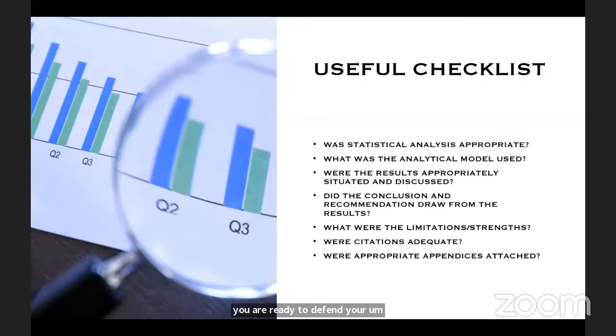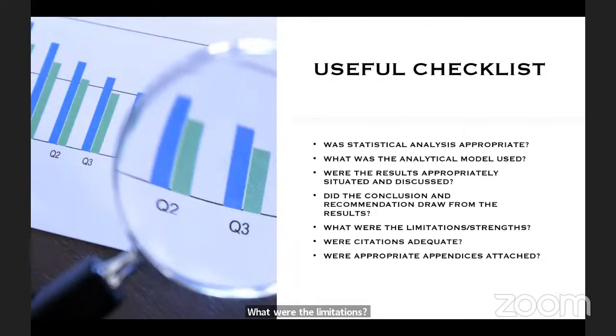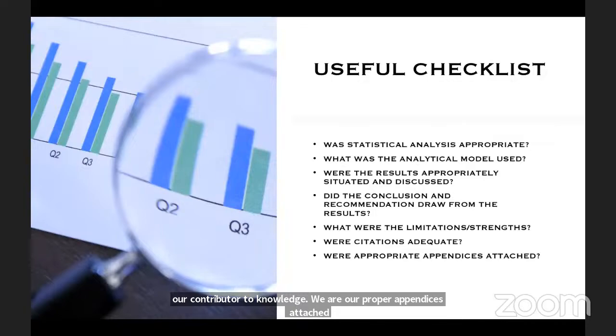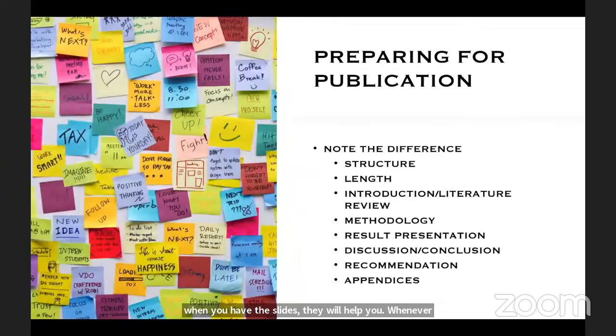So those are at the end, you can see, are the citations adequate? What were the limitations? Did the conclusion and recommendation draw from the results? What have I contributed to knowledge? Are appropriate appendices attached? So if you look at the checklist in these 3 pages, when you have the slides, they will help you. Whenever you finish your dissertation and you are going for defense, go through them one by one and check the boxes.